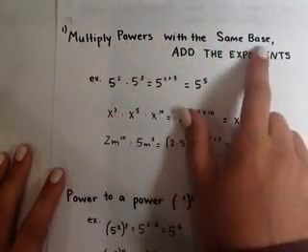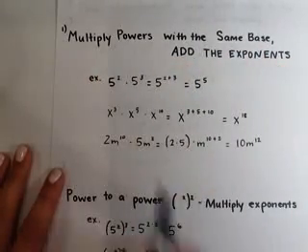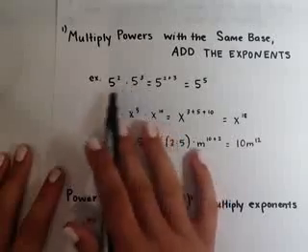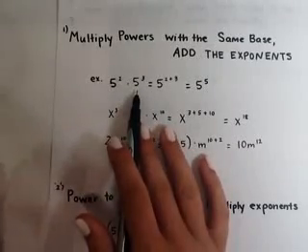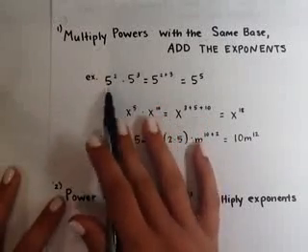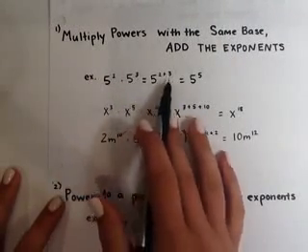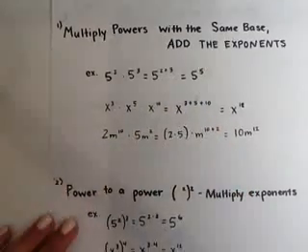Multiply powers with the same base. When you multiply powers with the same base, the base is this big number. Your whole number is your base, or it might be a variable. Okay, so when you're multiplying with this same base, you're going to add the exponents. So 2 plus 3 will be added together.